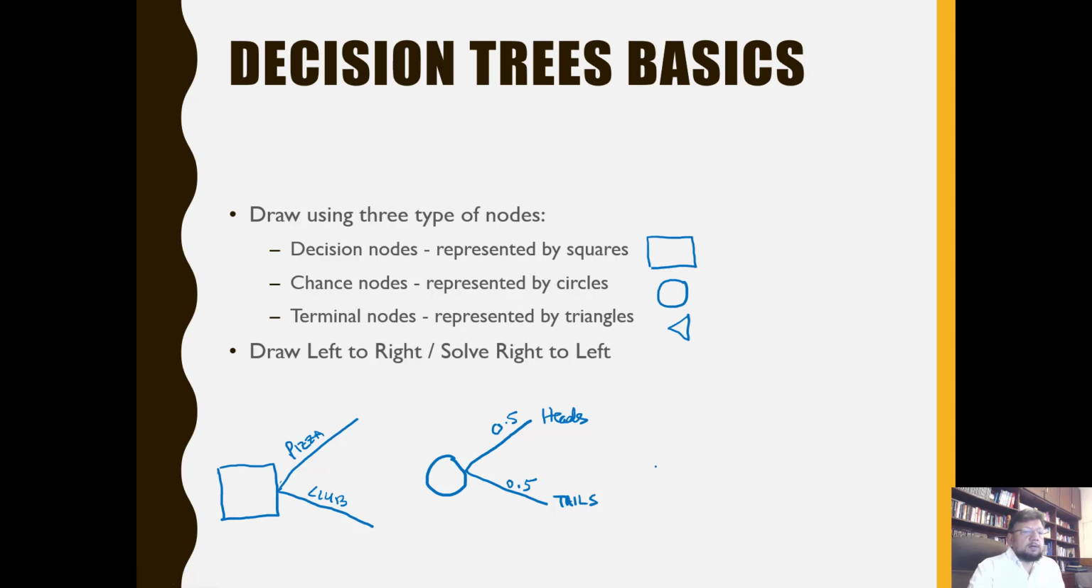Now, if you wanted to go on a trip and you can either take the GT road or you can take the motorway, how would you draw that? Would this be a case of a chance, or would this be a case of a decision? Well, this is a case of a decision. It's your decision whether to take the GT road or to take the motorway.